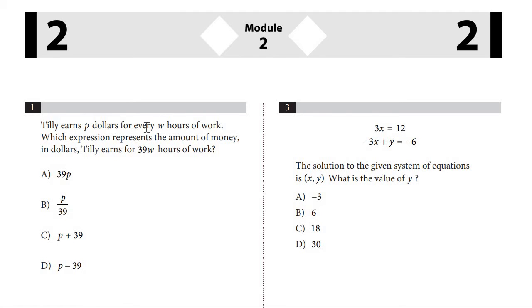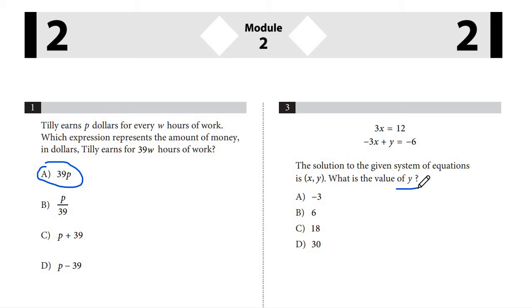Module 2 of the practice test number 1. Question number 1. Tilly earns P dollars for every W hours of work. Which expression represents the amount of money in dollars Tilly earns for 39 hours of work? Well, if for 1 hour she gets P dollars, and for 39 she's going to get 39 times P dollars. That was pretty simple. I'll do 2 in a second. I have 3 right here.